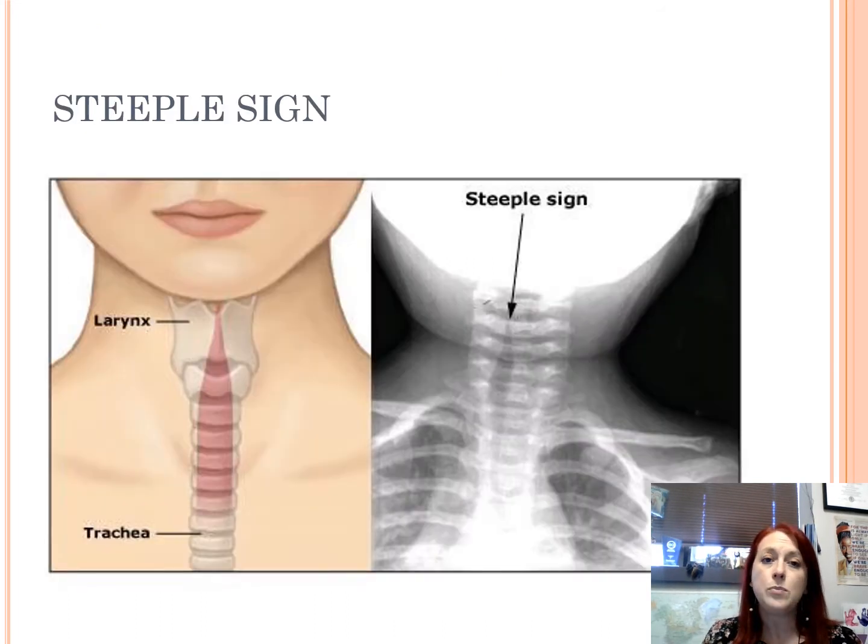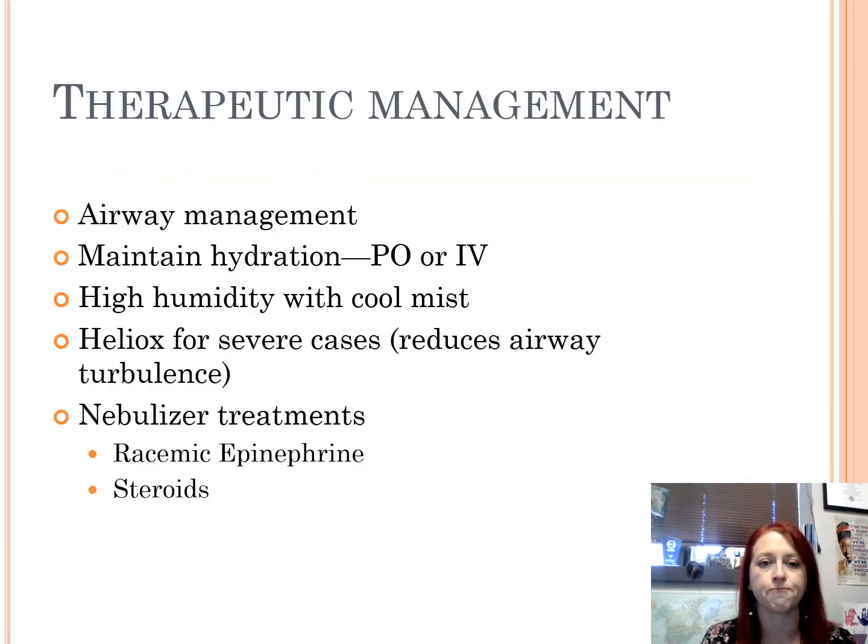This one's called a steeple sign on X-ray. So this is the steeple sign on X-ray. You think about a steeple on a church, that tall point on the church, that's what you're seeing here on this X-ray, this narrowing down, this near complete occlusion of the airway for this kiddo here.